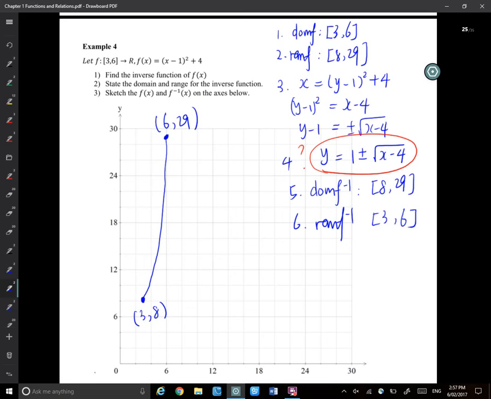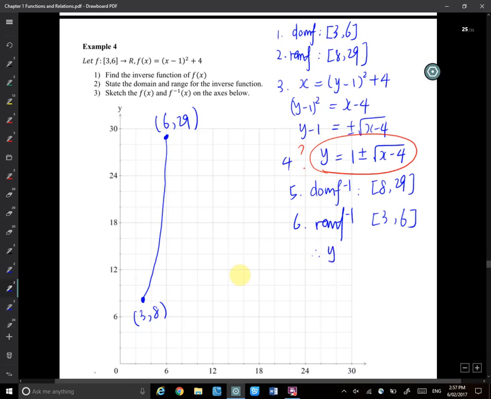So it's all positive values. So 1 plus something and 1 subtract something. I need a range which is between 3 and 6. Can I have 1 subtract a positive value? I cannot subtract. I can only add things to 1 to make it 3 to 6. I cannot subtract anything now. So I will have y equals 1 plus the square root of x minus 4.